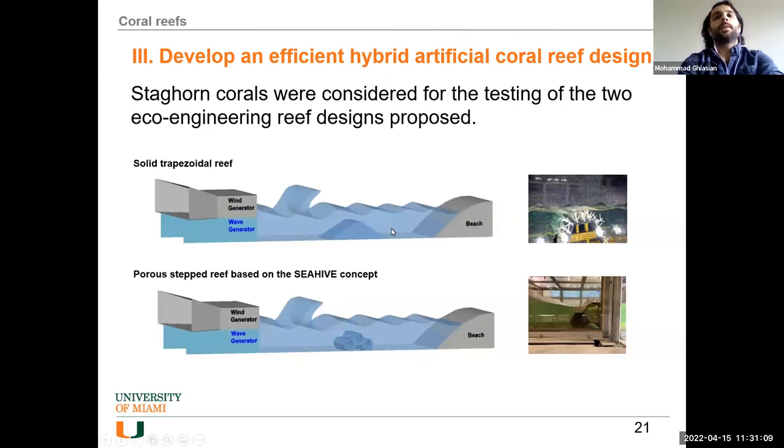So the coral species that we used in this hybrid coral reef was the winter corals, which was the second coral here, in the highest density that we could have, the highest cover that we could have, because of the experiments. And we populated the model again with the corals, and then compared the results, how the results change if you use the solid trapezoidal reef and the porous step reef as the design of this experiment.